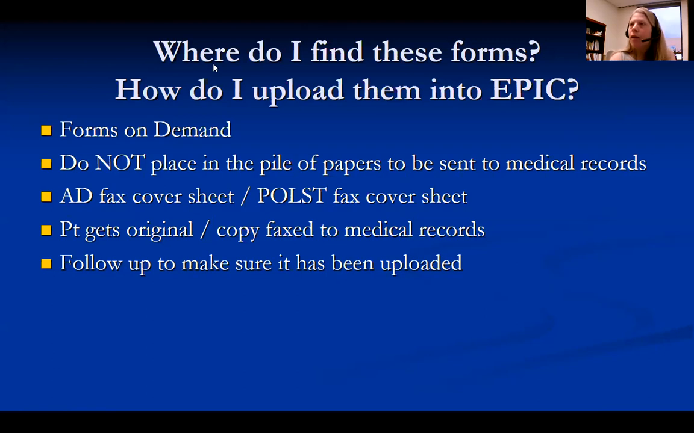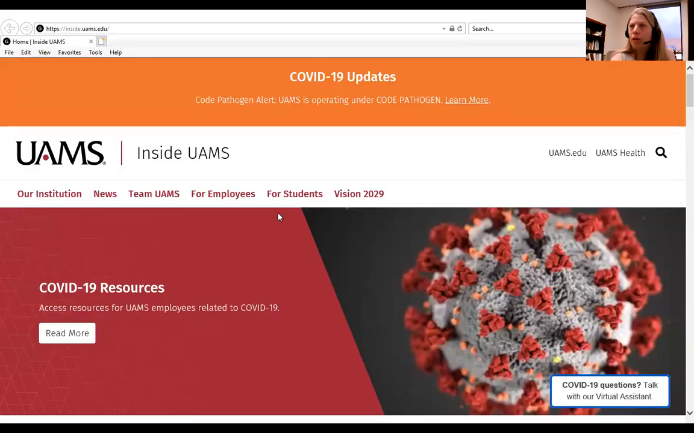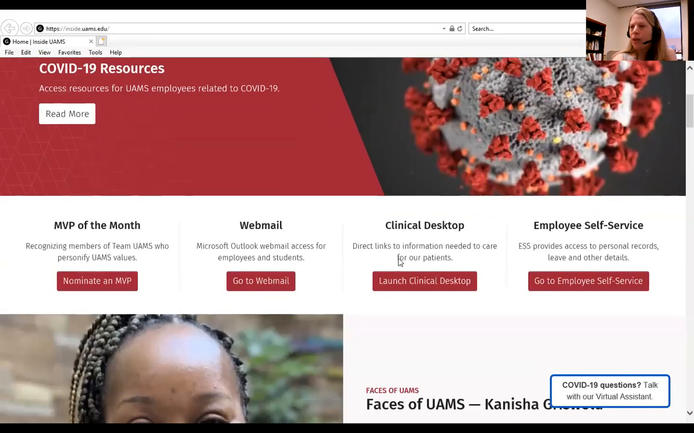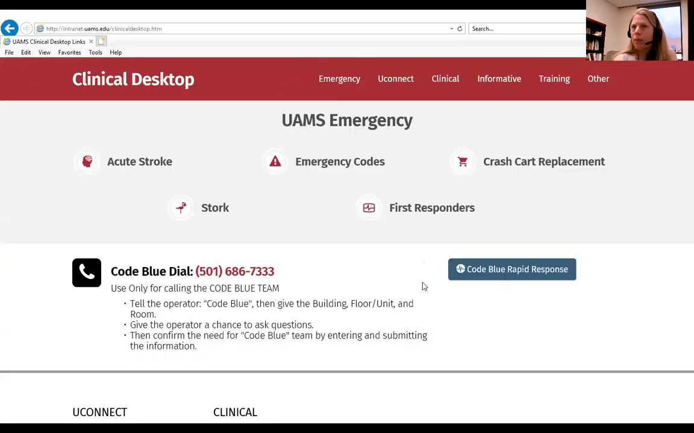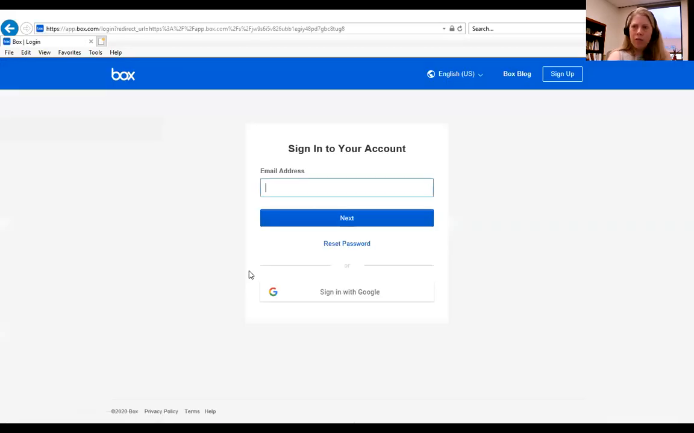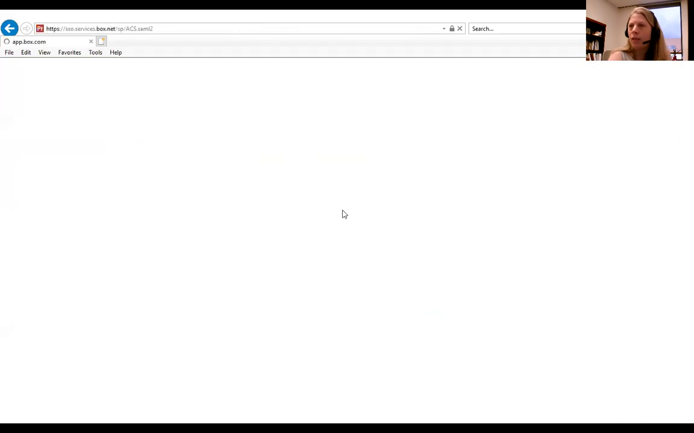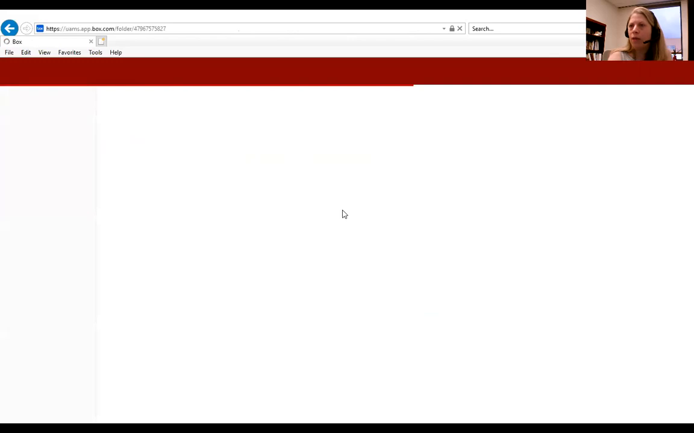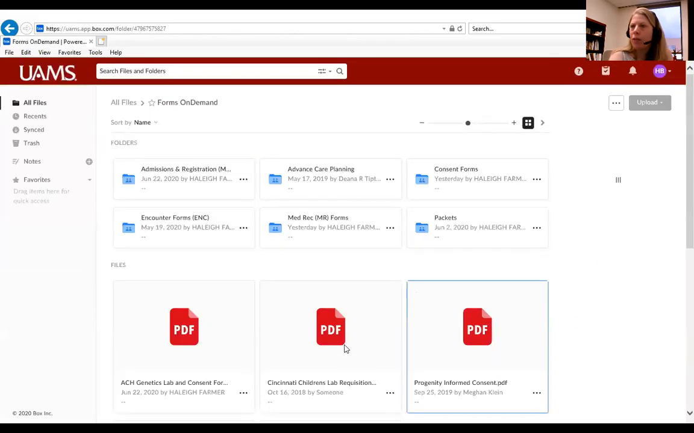Okay, I'm going to share my screen. We're going to go through this. If you go to the intranet, this is pretty easy, and go to Clinical Desktop and Forms on Demand, and you'll enter your email address to get in. We've made it really easy. There is one folder with all of the advance care planning documents in it right here.